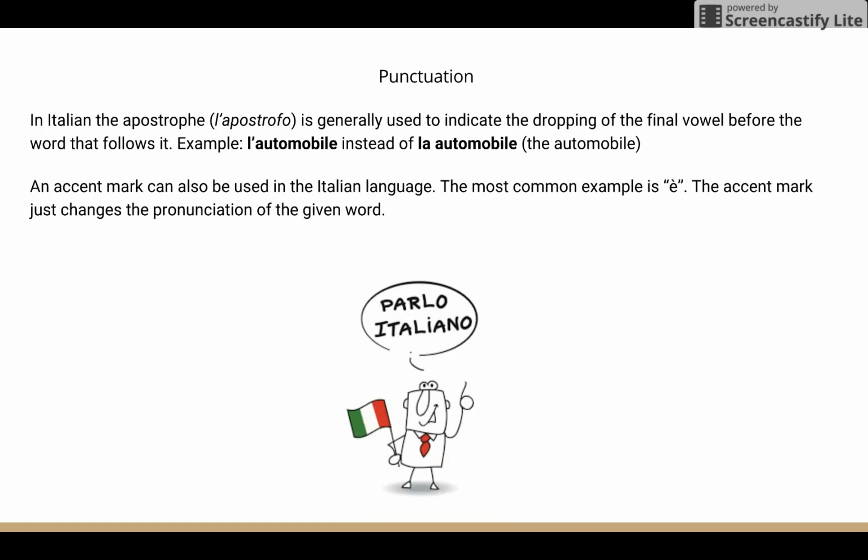And then we go on to punctuation. So Rebecca mentioned earlier the use of accent marks. So an accent mark can also be used in the Italian language, and the most common example is over the letter E, and that accent mark just kind of changes the pronunciation of the given word. And then we also see in Italian the use of an apostrophe. So it's generally used to indicate the dropping of the final vowel before the word that follows it. So we have the example of the word automobile, and they drop the A and replace it with an apostrophe with the article in front of the word.